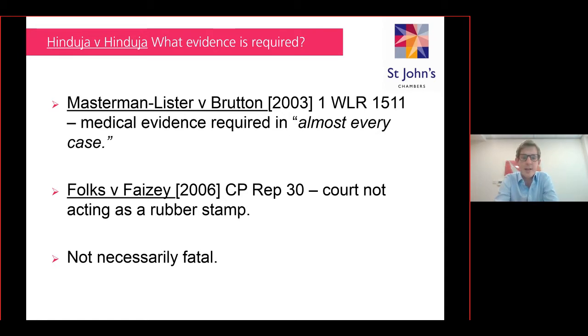being put forward. However, in Hinduja, the court was satisfied that it was able to make the appointment without seeing medical evidence about Sri's capacity. And it had a number of reasons for saying this. Firstly, it had the evidence of Finu herself, who lived with and cared for her father. And her evidence was that her father was unable to give instructions to his lawyers. We also had evidence from Sri's wife, Finu's mother, who lived with Finu and Sri, to similar effect.